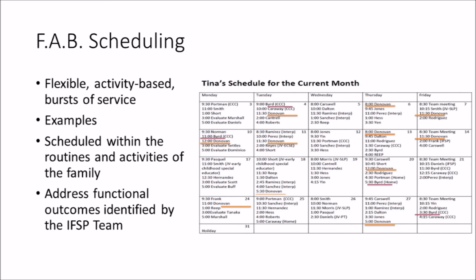There are some excellent examples of how FAB scheduling is flexible and activity-based within the normal routines of a family's daily life. Bursts of service for a newly enrolled child and family, or perhaps a child with a severe feeding challenge. For example, they're losing weight, vomiting, and having swallowing issues, to address support for all people feeding the child during all mealtimes.